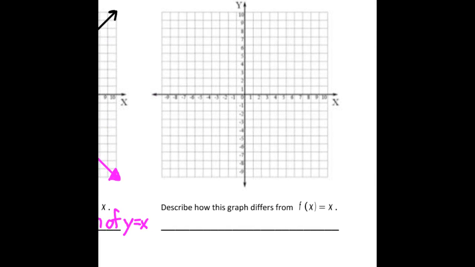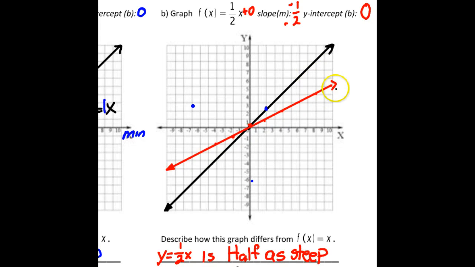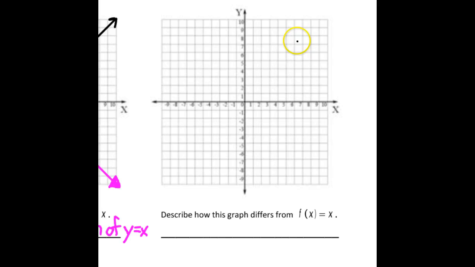Okay. On number D, let's go ahead. I want you to copy the red line from here down below. Yeah, just copy it down. It's going to be y equals 1/2 x. Copy that over. And then go ahead and graph y equals negative 1/2 x. Make a prediction. What do you think it will look like based upon the last one?